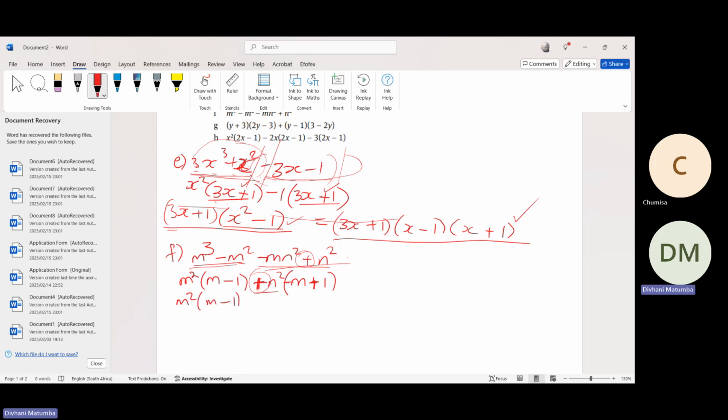But then here we have a minus m plus 1. How can we make it look like that? We have to take out a common factor, which is a minus 1. You agree? Yes, sir. Then that minus 1, I will multiply with n squared, and it will give me a minus n squared. Then if I take out a minus on a minus m, I will be left with m. If I take out a minus on a plus 1, I will be left with a minus 1. Okay, now we're here. Do we have a common factor?